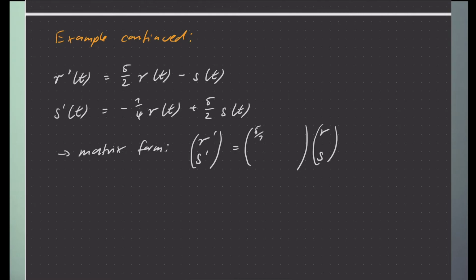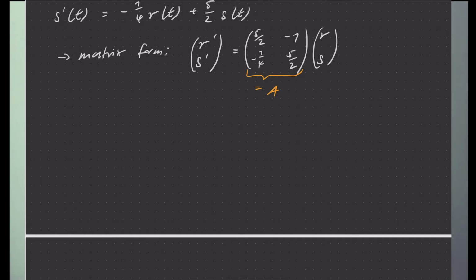We have 5 over 2, minus 1, and in the second row we have minus 1 over 4 and 5 over 2 again. Okay, so this here is our matrix A. And we want to decouple that system.